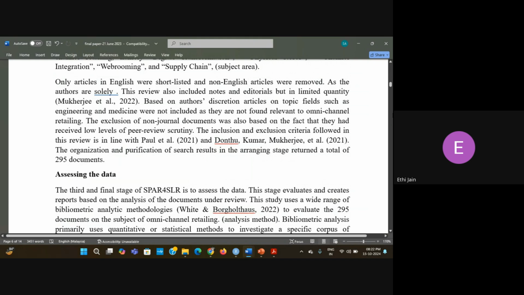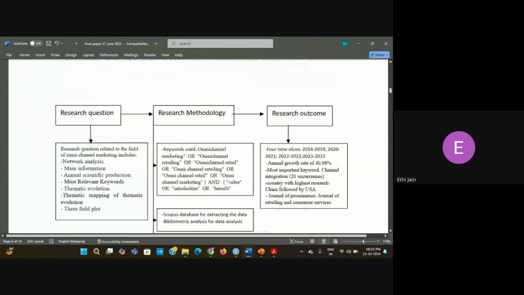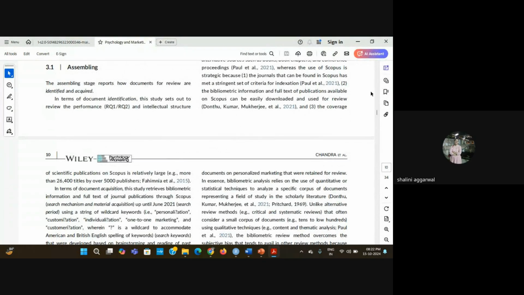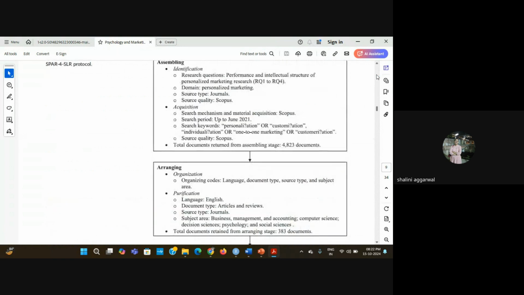So ma'am, this table which they have made, like assembling, arranging, so this is different from the Prisma framework. Yes, this is different. वही मैं आपको बोल रही हूँ, you can make any changes. मैंने कल आपको एक टेबल और भी दिखाया था, इसी तरह से एक फिगर और भी दिखाई थी. Ma'am, this is SPAR 4 SLR protocol. That is what is written there. So it is different from Prisma. Yes, it's a different protocol.